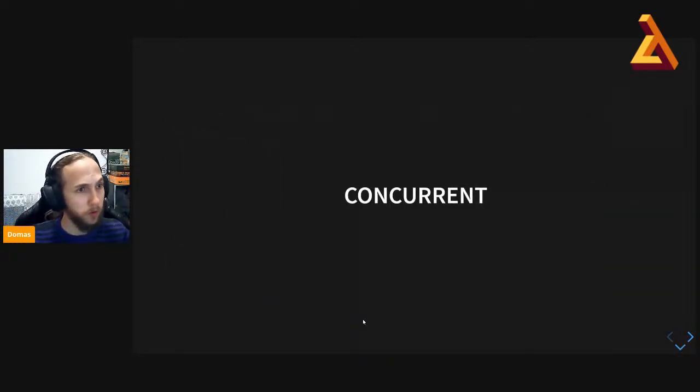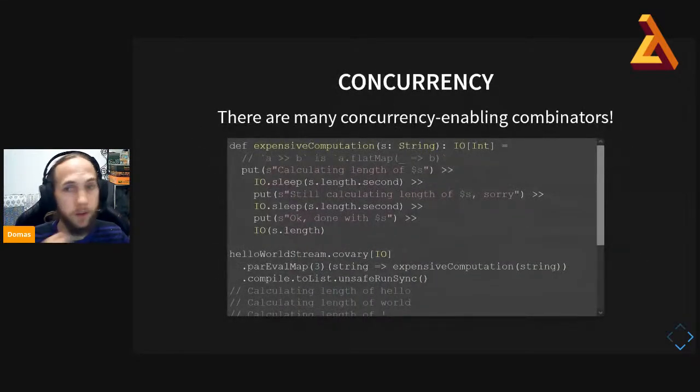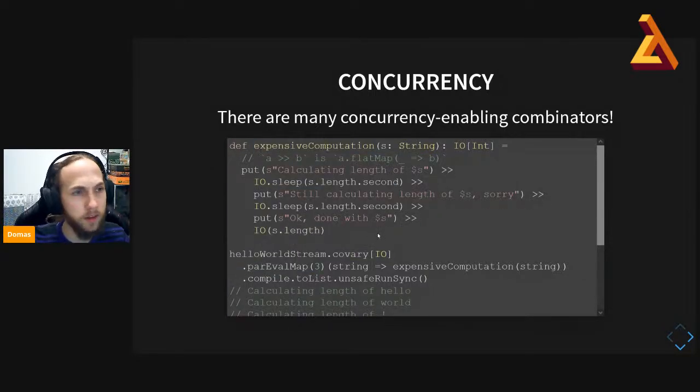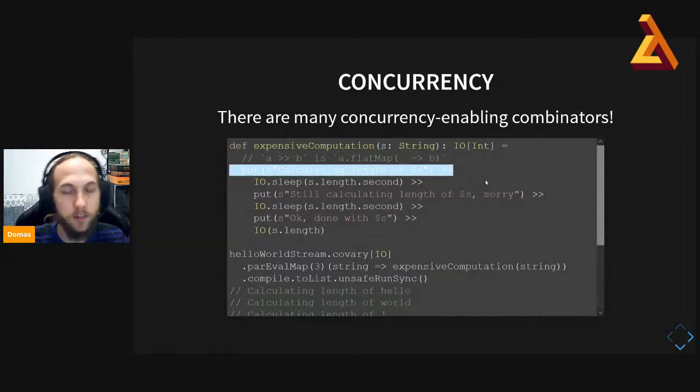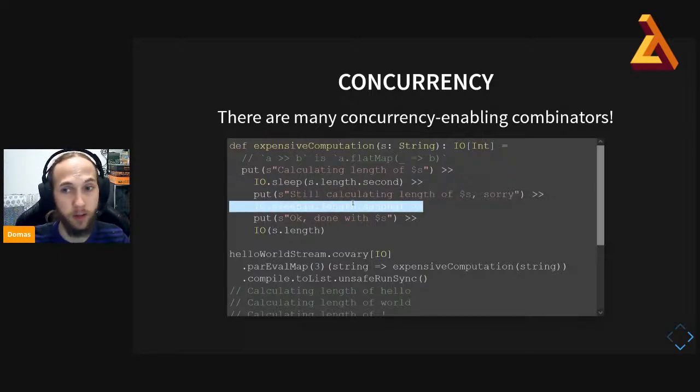So now that we talked about resource safety a little bit, let's talk about concurrency features that FS2 provides out of the box, of which there are many. In this example, we have this function which pretends that it's doing a very heavy computation, which is calculating the length of the string. It prints that we're calculating the length. It will sleep the number of seconds equal to the length of the string, and basically do that one more time.